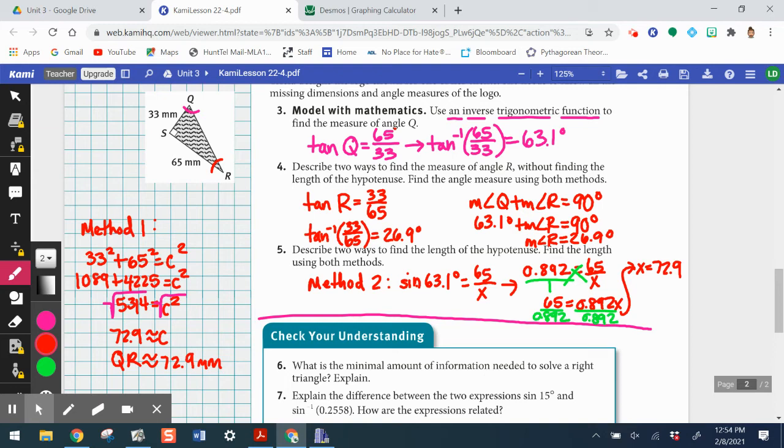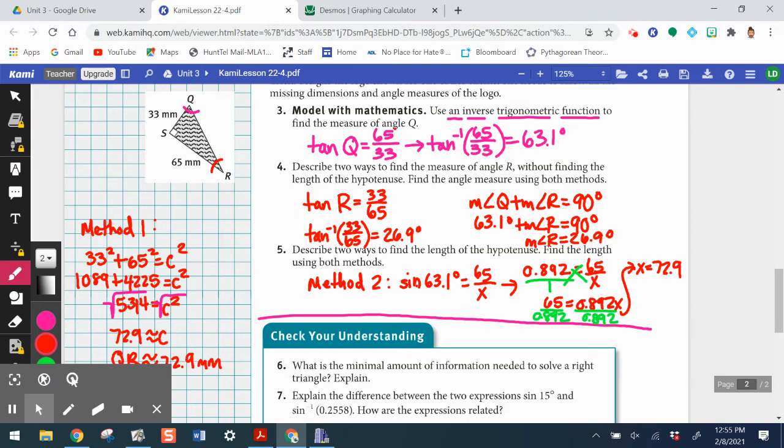We're going to write this side now as a ratio by putting it over 1 and then cross multiply. In fact, we'll have to cross multiply and divide here to then find that, just like we did with method 1, the length of the hypotenuse is 72.9 millimeters.